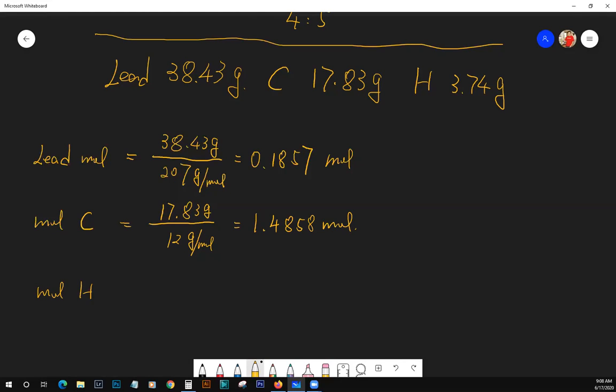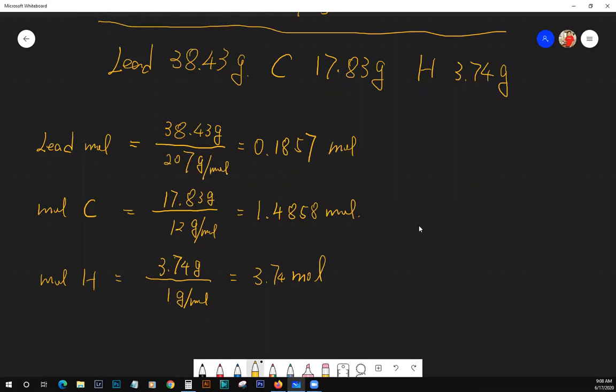The mole of the hydrogen you got: 3.74 gram divided by 1 gram per mole. That's still 3.74 gram, or 3.74 mole here. Okay, so now we already have the moles, we have everything. Okay, then what do we need to do?